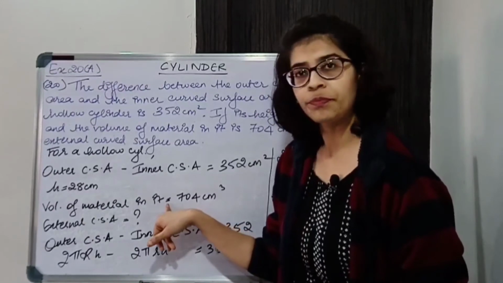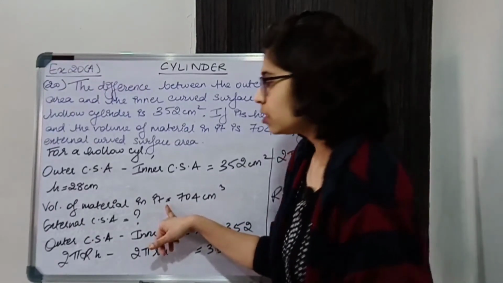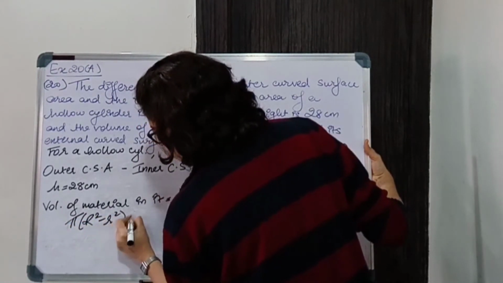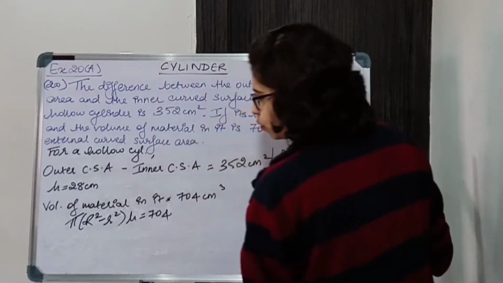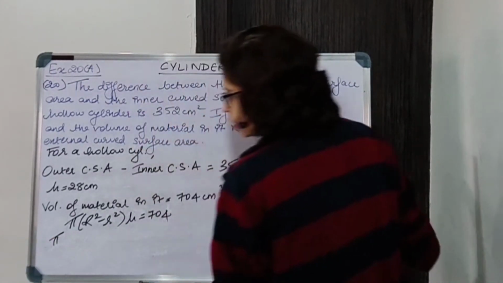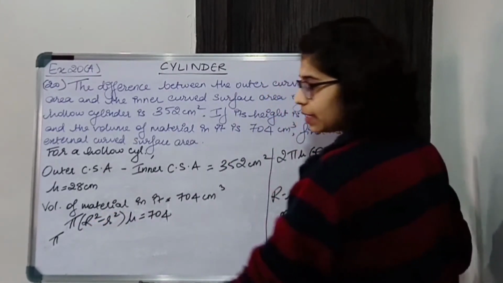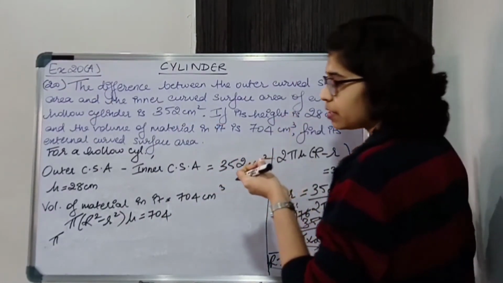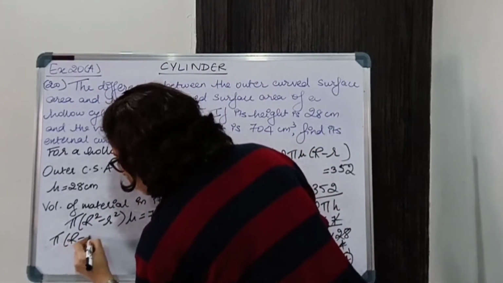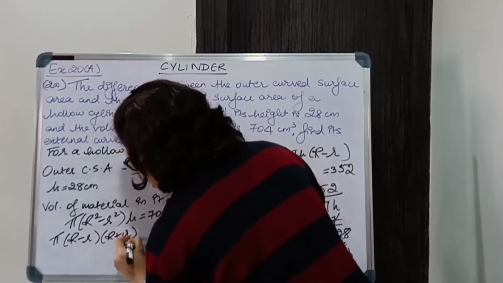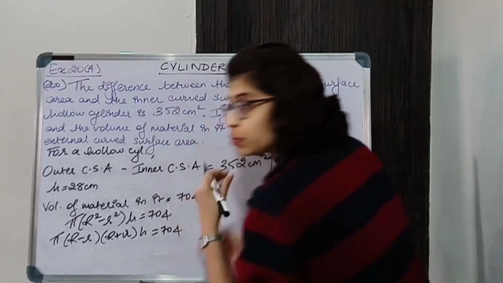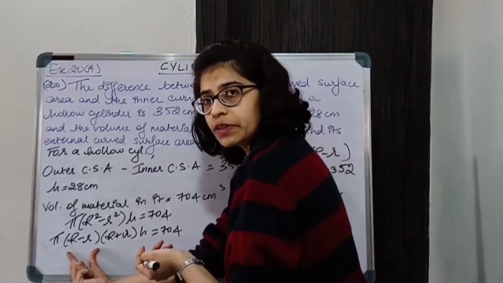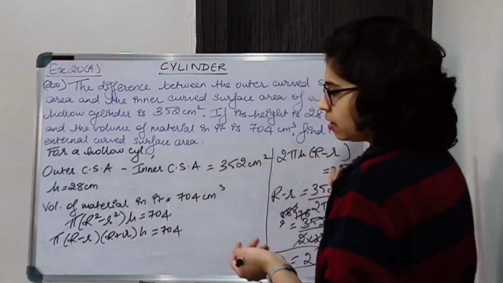Now coming to the second information, that is the volume of material in it. We have volume. Okay, we'll use the formula over here. So pi (R square minus r square) into h is 704. Pi, what I'll do over here, I'll not actually expand, but I'll use the formula a square minus b square, which is (a minus b)(a plus b). So (R minus r) into (R plus r) into h is equal to 704. Why am I doing this? Because I know the value of R minus r. It is 2. So I can substitute that over here. That is why I am using this formula.